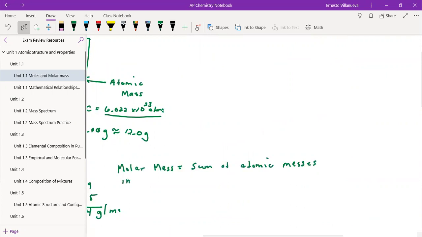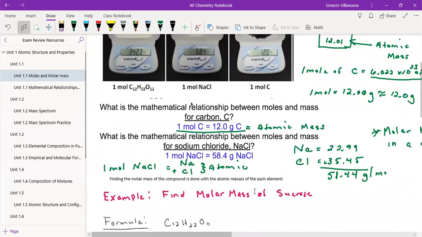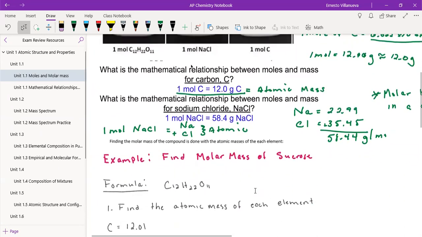In a compound. Okay, that's pretty much it. If you do something more complicated, like sucrose, for example, the chemical formula for sucrose is C12H22O11.